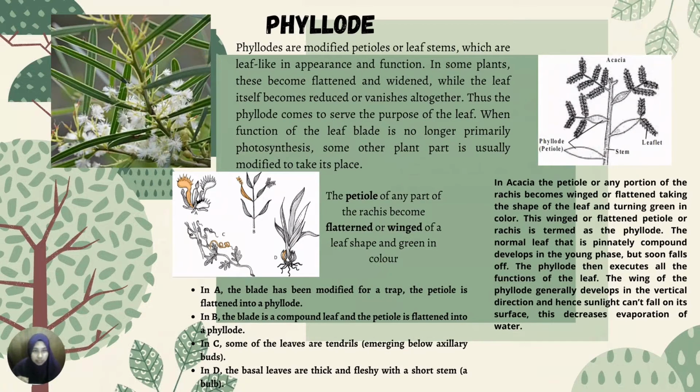Okay, phyllode is the last part of modification of leaf. Phyllodes are modified petioles or leaf stems, which are leaf-like in appearance and function. In some plants, the petiole becomes lengthened and widened, while the leaf itself becomes reduced or vanishes altogether. Thus, the phyllode comes to serve the purpose of the leaf. When the function of the leaf blade is no longer primarily photosynthesis, some other plant part is usually modified to take its place.